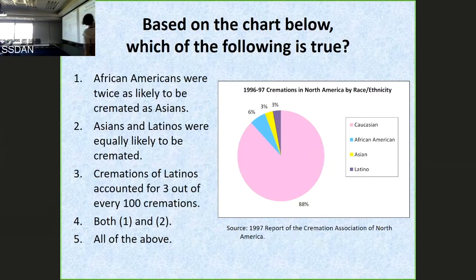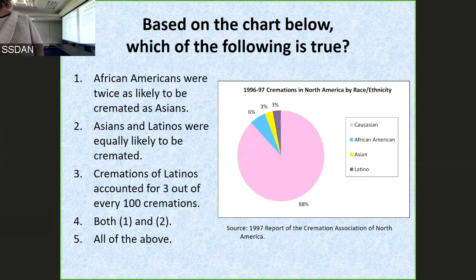This is an example that I use in my death and dying class, because I teach about percentages and rates and everything, and pie charts, and have to make charts. And one of the things I do in my class is I always do a pre-test just to see if they can understand how to interpret a pie chart. This is a pie chart on the distribution of cremations in North America by race and ethnicity. Basically you can see the pie chart is just the distribution of cremations, and then I have them interpret this. And what is the correct answer here?